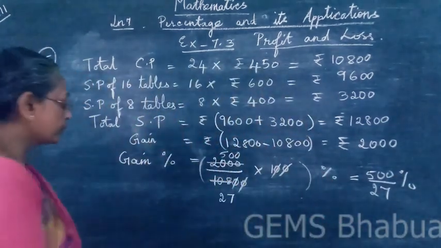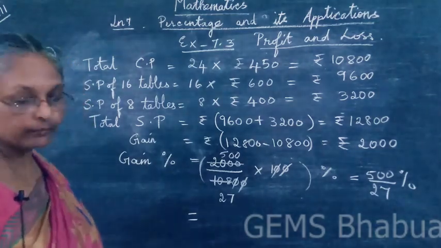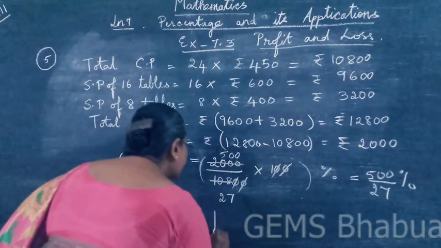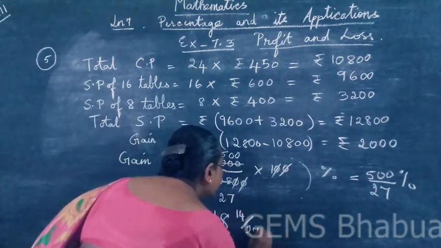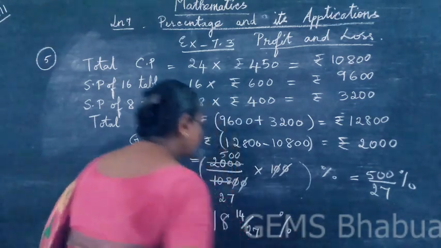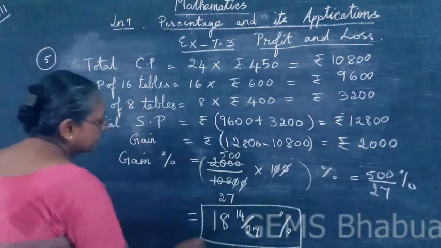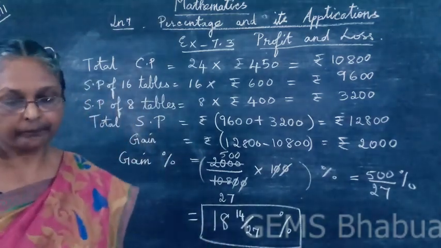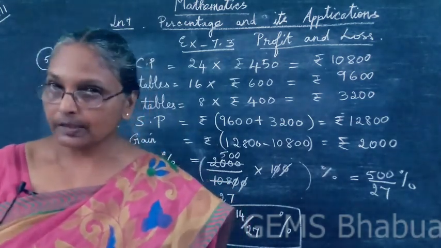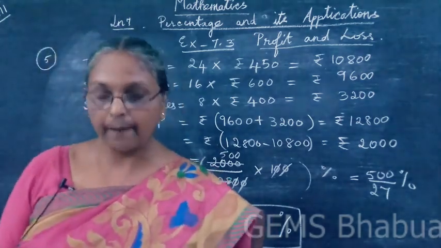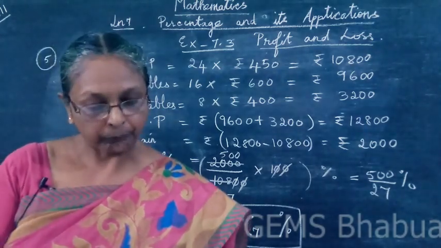This we can make into a mixed fraction. When we make it into a mixed fraction, we divide 500 by 27, we get 18 whole and 14 by 27%. So this is the final gain percentage that we are required to find. So this is the way we will find the gain percentage or loss percentage. I have done just an example for you. So you can do other sums in the same way.